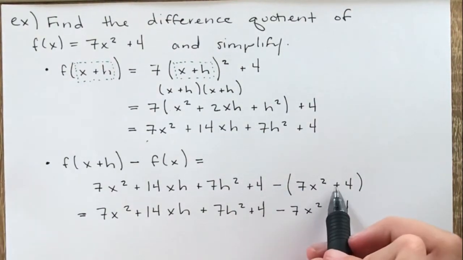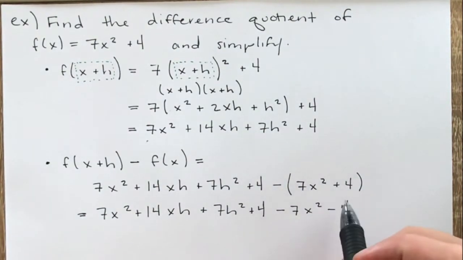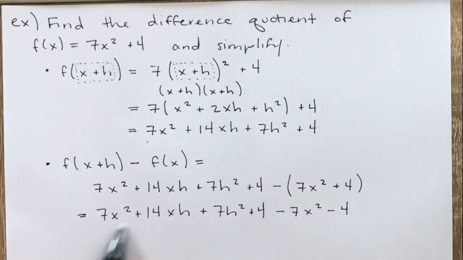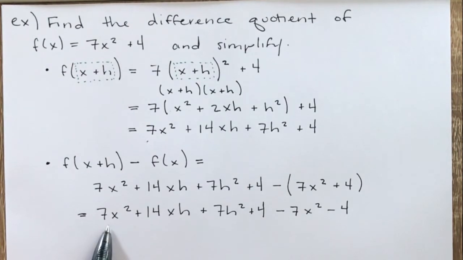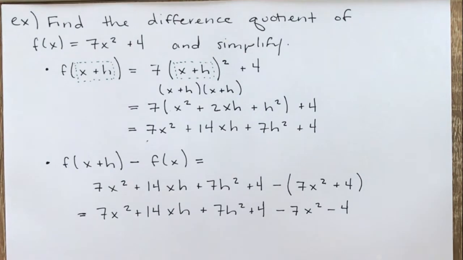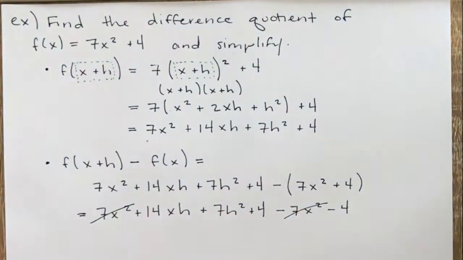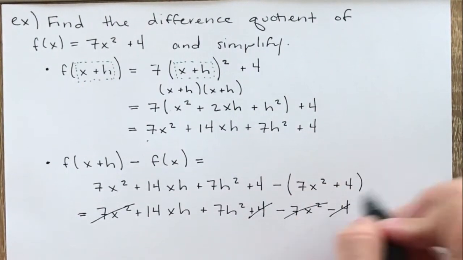Right, we need to make sure we distribute this negative to each term here. So how does this simplify? What can we do? Well, as I go along, it looks like I've got a negative 7x squared and a positive 7x squared, right? Those guys are going to add together and give me 0, so they can cancel. Similarly, I have a positive and a negative 4, so these guys can cancel as well.